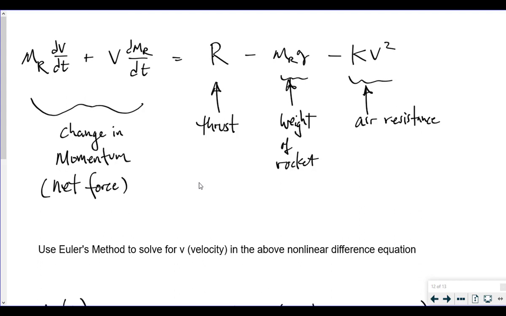We need to use some numerical method like Euler's method to find some numerical solution, which is a way of saying an approximate solution. You can't do the integration to find an exact solution for this type of differential equation because of that v squared in there, making this a nonlinear differential equation of a form that we can't solve exactly. So use Euler's method to solve for v, the velocity, in this nonlinear differential equation.